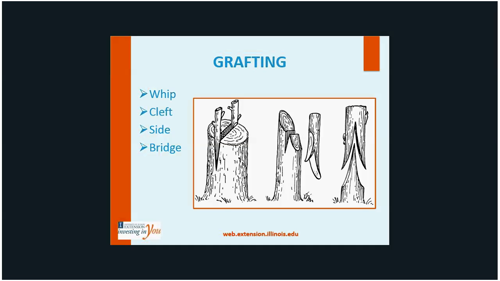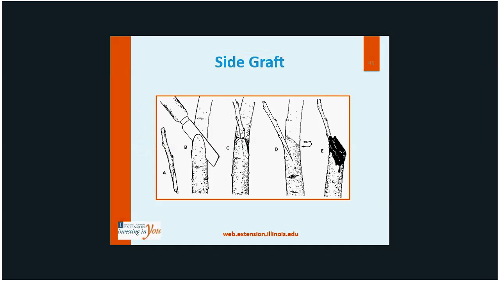Now let's have a look at a slightly simpler graft. So here we have a side graft. This is much easier to do. Basically what we're doing is we're making a cut into our rootstock. And I should mention, when we're grafting, we always have two plants. The plant that's going to form the base of our new plant we refer to as the rootstock. The plant that's going to be on the top of that new plant we refer to as the scion.